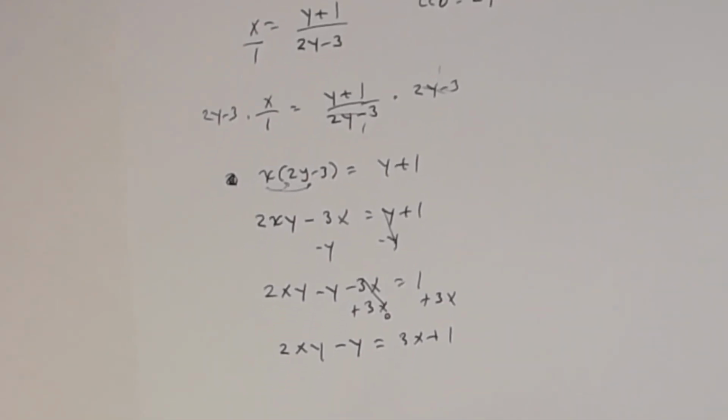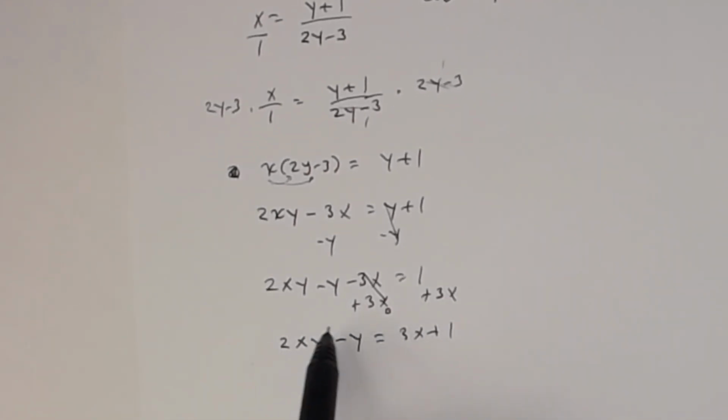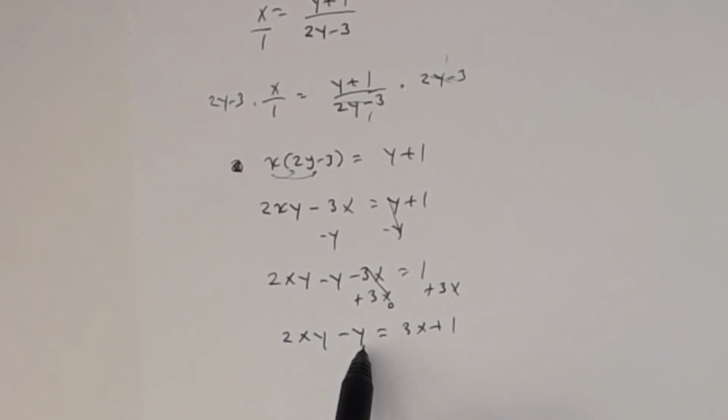Okay, so that's where I'm at. Now, remember, I want to solve for y. If you look at those two terms here, they have a factor of y. So that's my greatest common factor. So I can factor out a y. So I get y times (2x minus 1). Remember, y times 2x is 2xy. y times negative 1 is negative y.